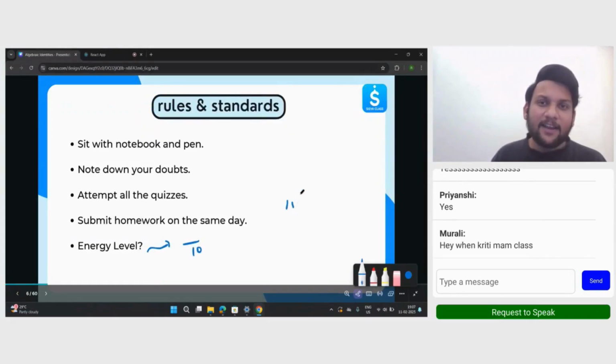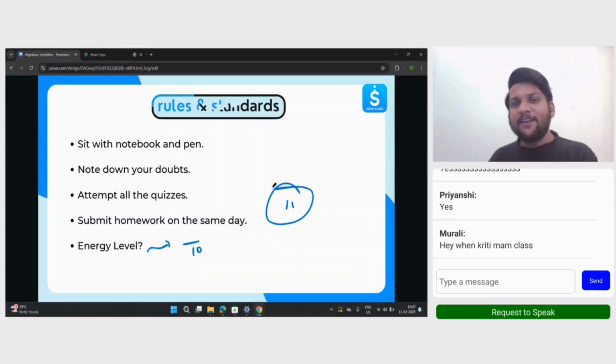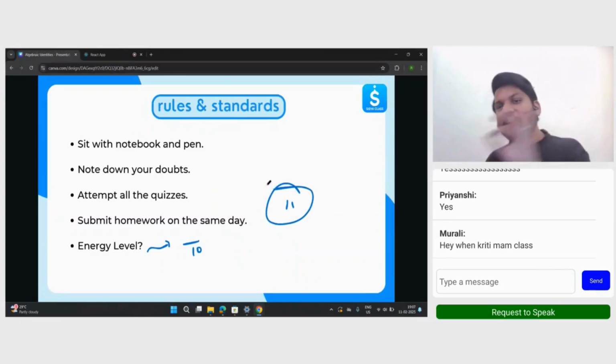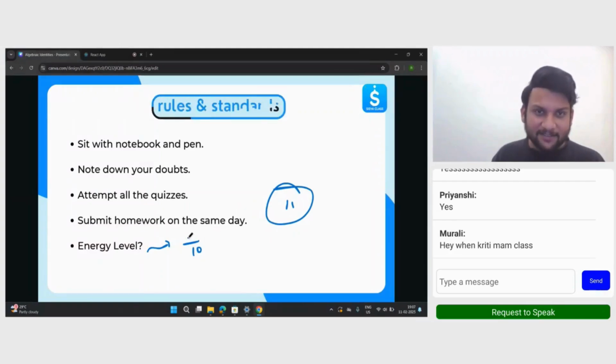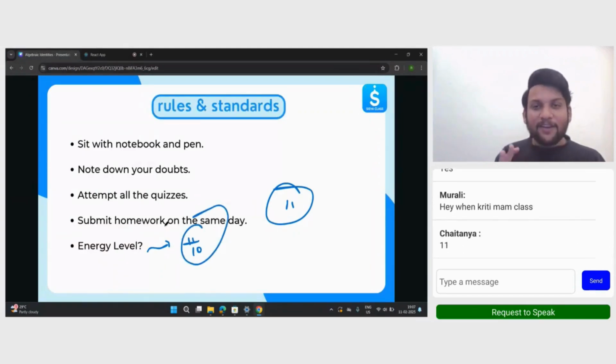See, I'm at 11. I told you, I will always be at 11. From the start till the end, I will be at 11. What is your energy level? Come on, quickly. 11? All right, great. So everyone is at 11.